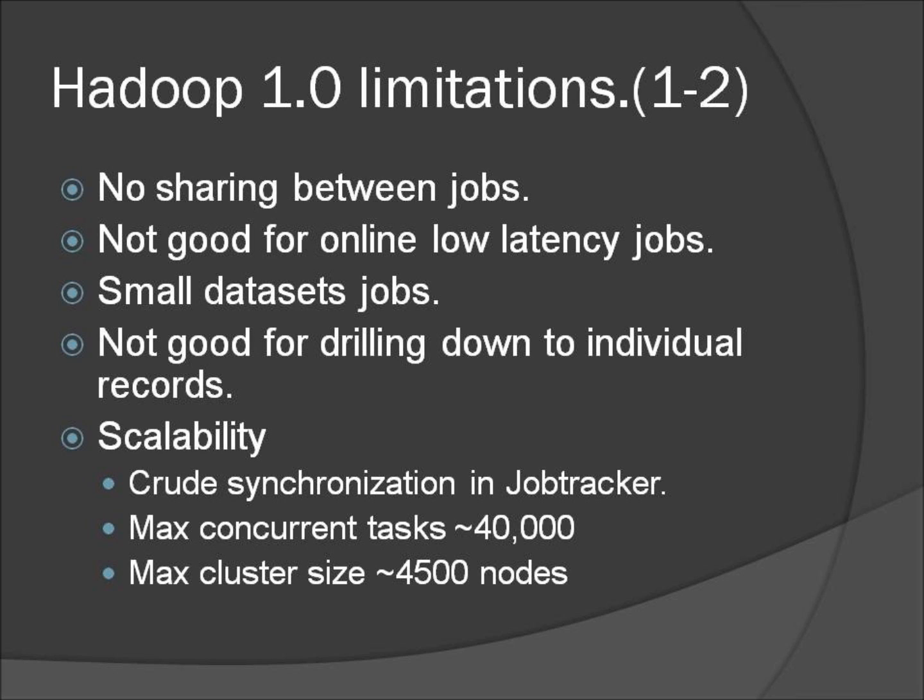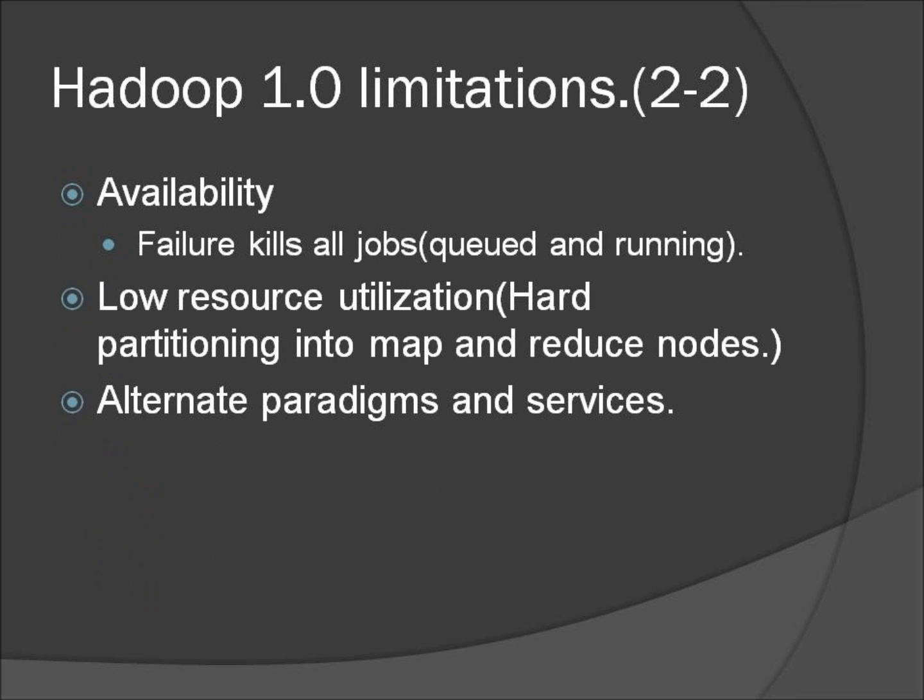It is not good for small dataset jobs, not good for drilling down to individual records. Its scalability is limited to something around 40,000 concurrent tasks and 4,500 nodes. Other limitations include that when you kill a job, everything gets killed. So it's a one-shot kill all. There is also low resource utilization: when you start the Hadoop system, you know for sure this is a map node, this is a reduce node, and you can't change it afterwards. Alternate paradigms and services are not supported. You can't run anything other than Java, and that is one of the limitations of the Hadoop system.